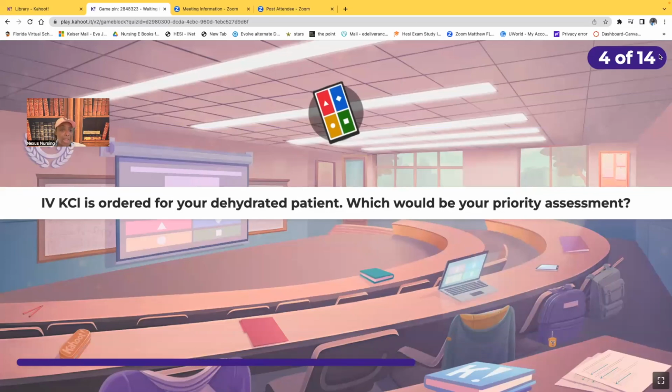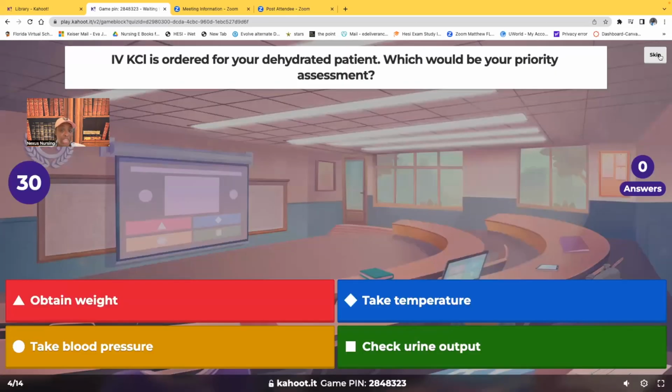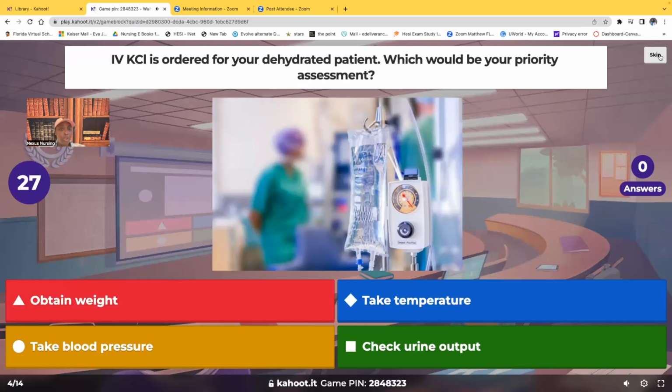IV potassium chloride ordered for your dehydrated patient. Which would be your priority assessment? Would it be to obtain weight? Would it be to take the patient's temperature? Would it be to take their blood pressure? Or would it be to check the patient's urine? What would be your priority nursing assessment for the patient getting KCL?